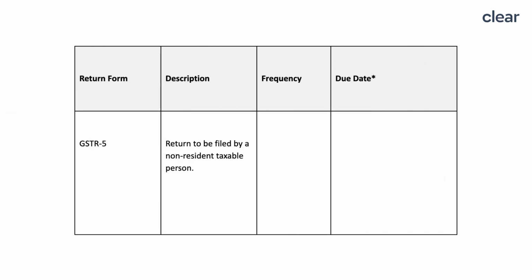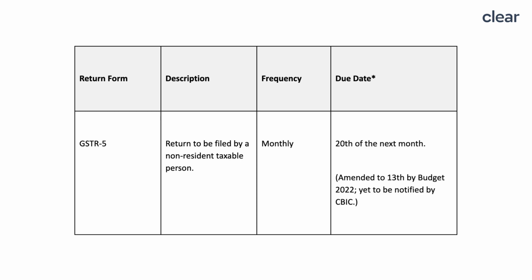Now, moving on to the returns to be filed by specific taxpayers under GST. The GSTR5 is that return that needs to be filed by a non-resident taxable person. The frequency of filing is monthly and the due date is the 20th of the succeeding month. Note that this due date was amended to 13th of the succeeding month by Budget 2022.